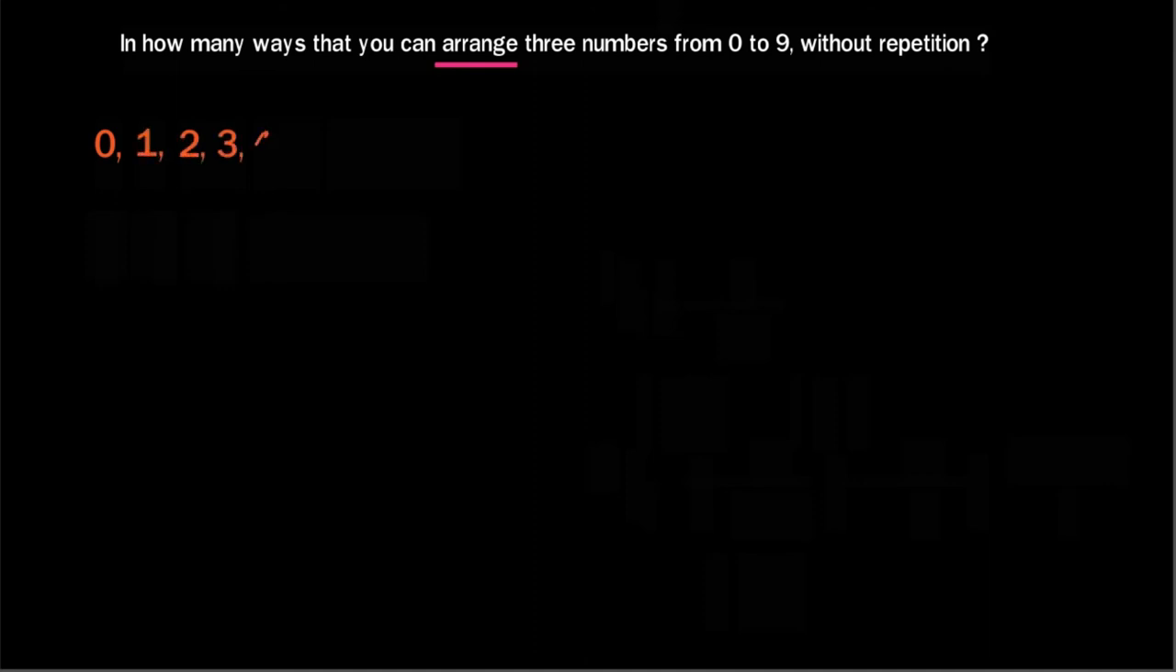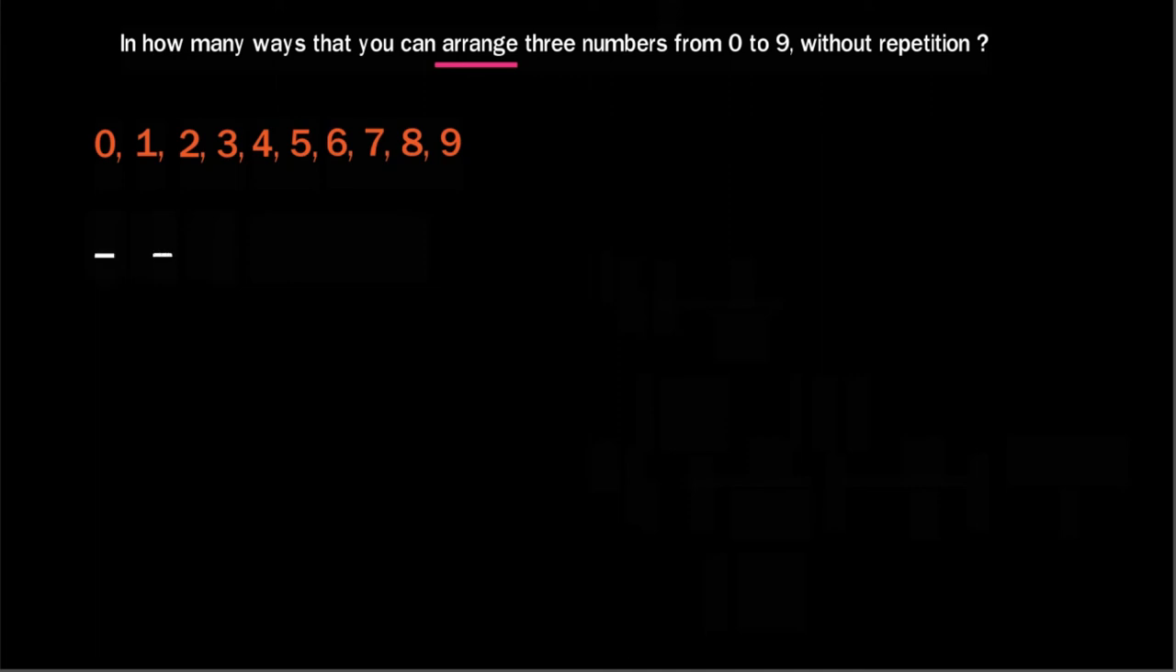In how many ways can you arrange three numbers from the number 0 to 9 without repetition? So this is a question of arrangements, which means that order matters. So we are doing permutations questions. So we have 10 digits here, 0 to 9. So we want to write down first 0, 1, 2, 3, 4, 5, 6, 7, 8, 9. So we want to pick three numbers and then arrange without repetitions. So we write down 3 empty spaces.